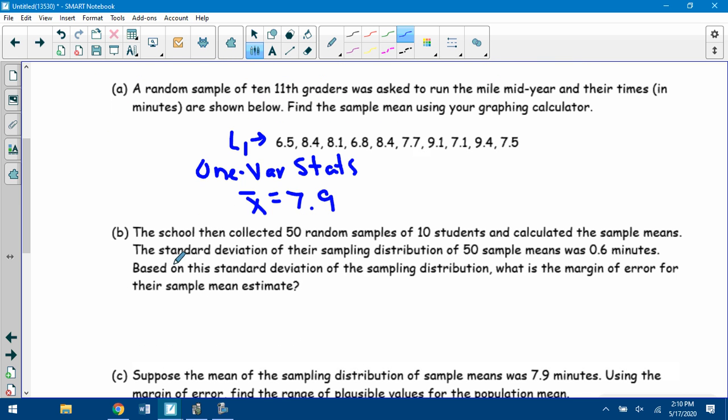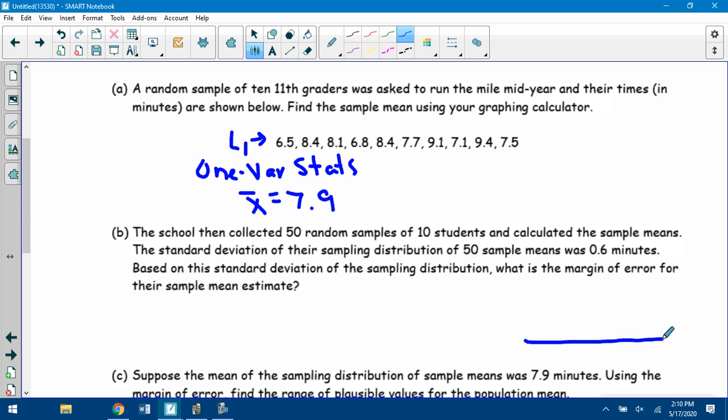Okay. The school then collected 50 random samples of 10 students and calculated the sample means. The standard deviation of their sampling distribution of 50 sample means was 0.6 minutes. Based on the standard deviation of the sampling distribution, what is the margin of error for the sample mean estimate? All right, this is where people start getting confused. Let's think about what I'm talking about here.